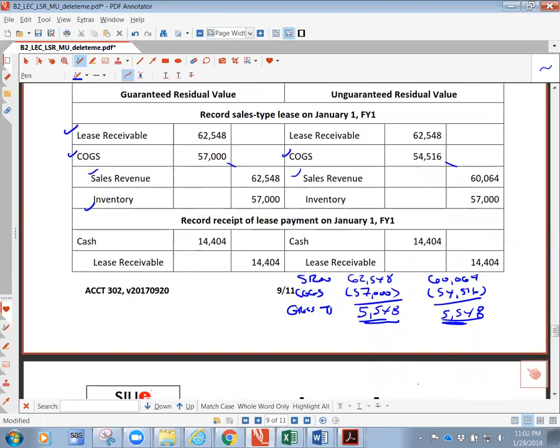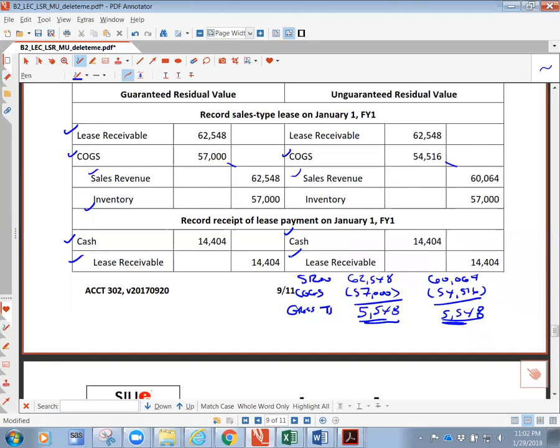Now, after that, here's the big comparison. I'm going to show you all this. It's ridiculous. I should just tell you. After that, it's all the same. So the lease receivable is the same. So the amortization and the cash payments are the same. And the reason the cash payments are the same is that, guaranteed or not guaranteed, they expected to get 4,000 back.